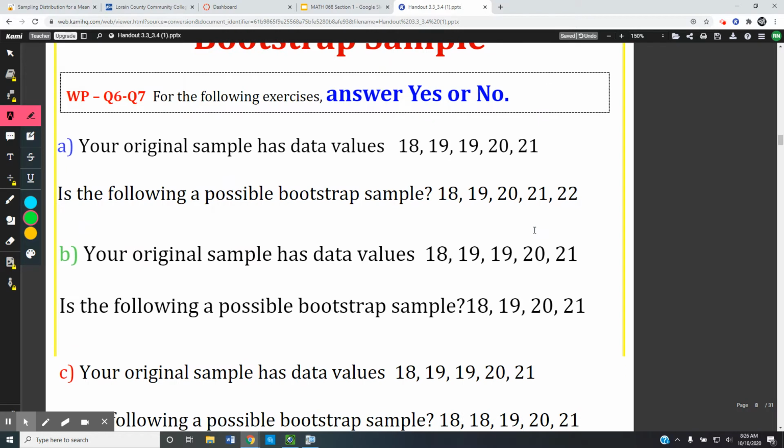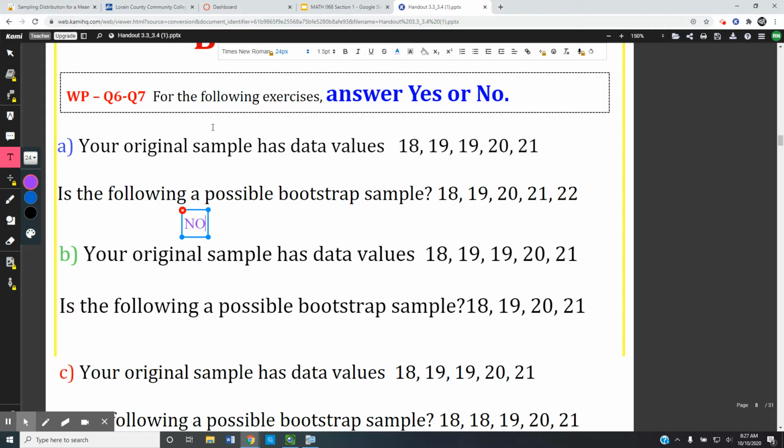So here are some questions, and here's some bootstrapping, and we have to follow the design of what we're doing, if you will. We have an original sample that has 18, 19, 19, 20, and 21. Those are the original values. And the answers are yes or no. Can this be a plausible bootstrap sample? So I go to the first one, 18, 19, 20, 21, 22. It cannot be a bootstrap sample.